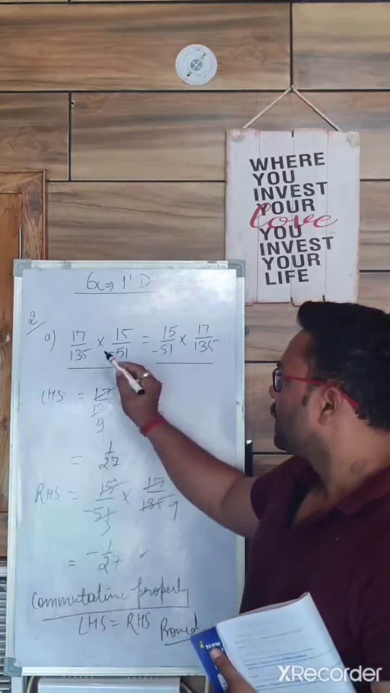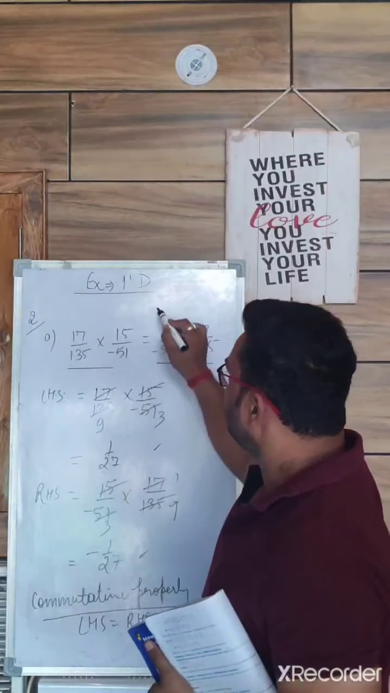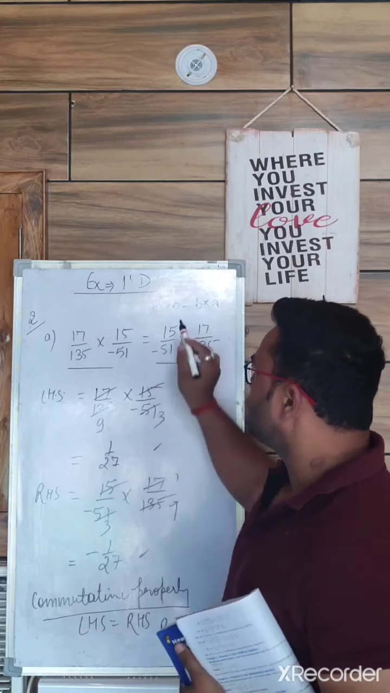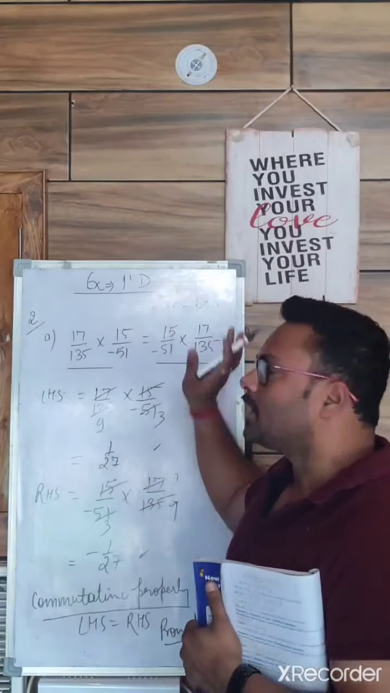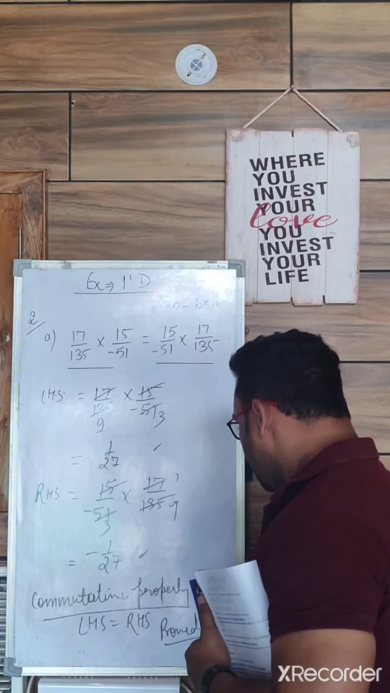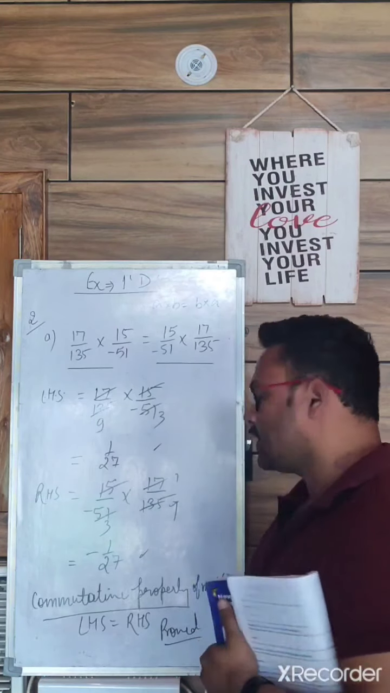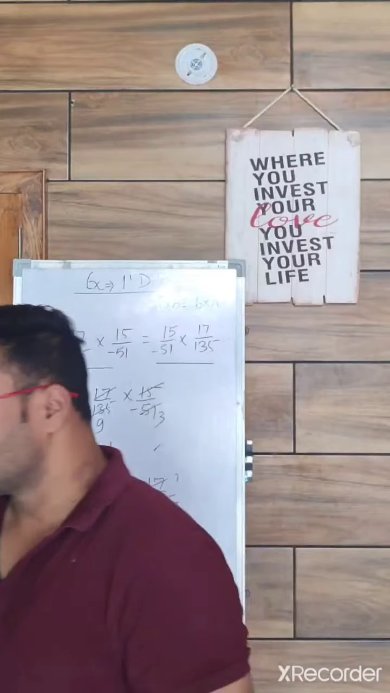Commutative property means A into B is equal to B into A. It means if you write the numbers in any order, the answer or product of multiplication will be the same. Okay, commutative property of multiplication. So hope you have understood this question.